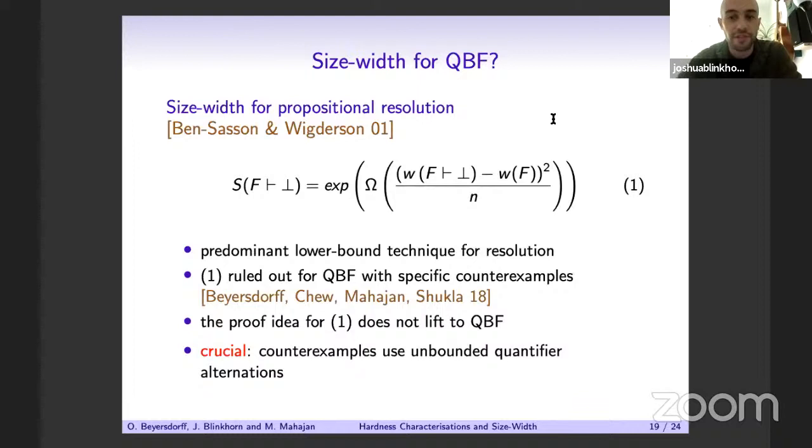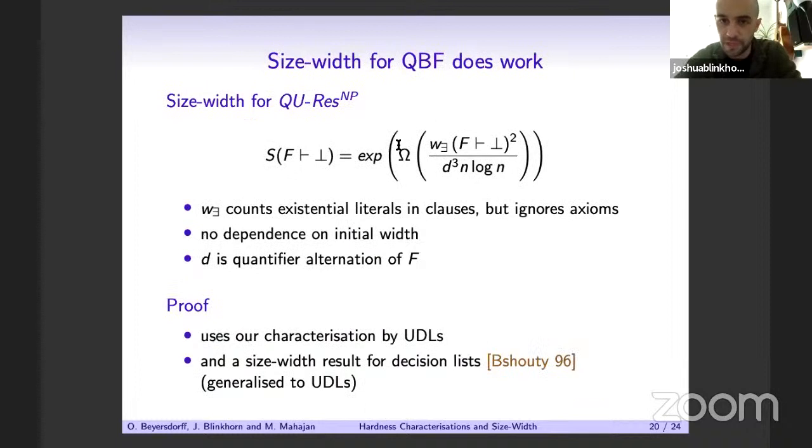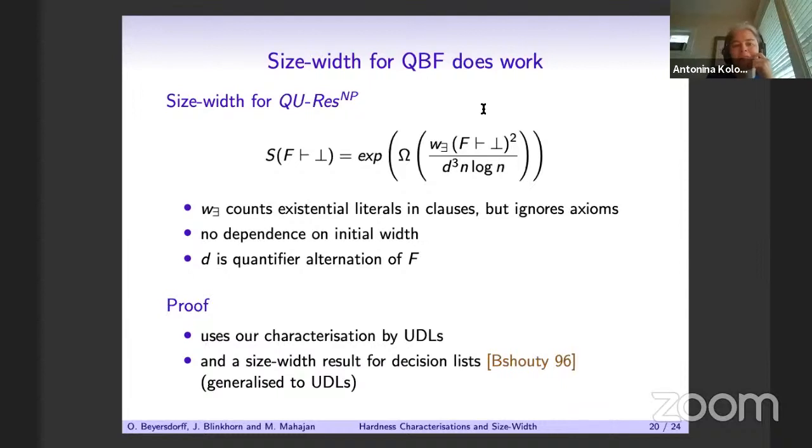What's interesting is that this relation has been ruled out for QBF. Previous research has shown this does not hold for QBF. But we managed to prove that it does hold with a few modifications. You'll notice the initial width has gone from the numerator. We've got some d cubed down here, where d is the quantifier rank, and we've inherited some log n. But nonetheless, we were able to prove this theorem, and to reprove a bunch of QBF lower bounds with very short and succinct proofs just by applying this relation. Very nice. That's everything I'd like to say. Thank you.